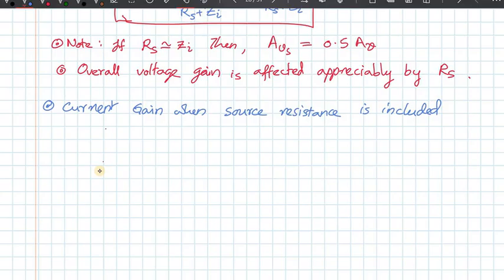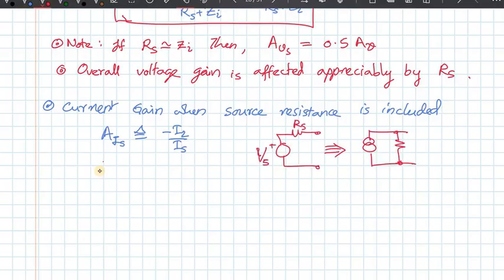Let me define it as AIS, defined as minus I2 over IS, where IS now we are going to represent my source as a Norton's equivalent circuit, not a Thevenin's equivalent, in which case my input would look something like this, instead of this. Instead of this, I'll have IS and RS.